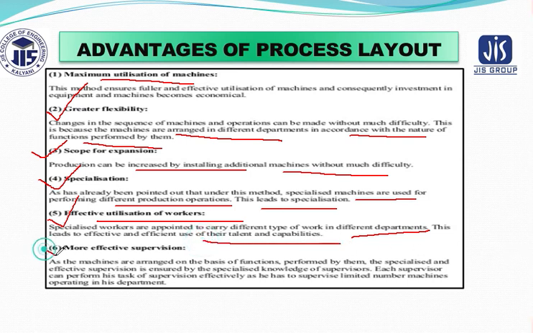Number 6, more effective supervision. As the machines are arranged on the basis of functions performed by them, specialized and effective supervision is ensured by the specialized knowledge of the supervisors, and each supervisor can perform his task of supervision efficiently as he has to supervise a limited number of machine operations in his department.